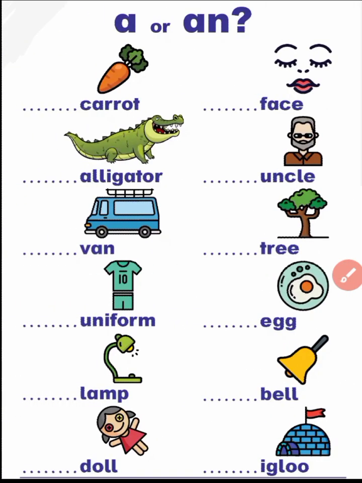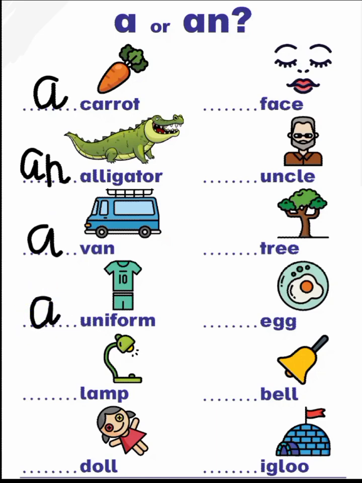Alright, let's go to the next one. We have a carrot, K is a consonant. Alligator, A is a vowel sound. We say an alligator. A van, V is a consonant sound. We use a there. Uniform, U is a consonant sound, so we use a uniform. Don't mind that it starts with U. It starts with that yoo sound, so we use a uniform.